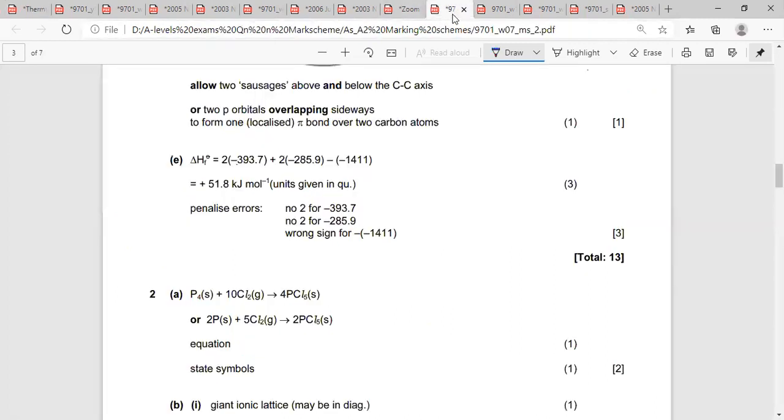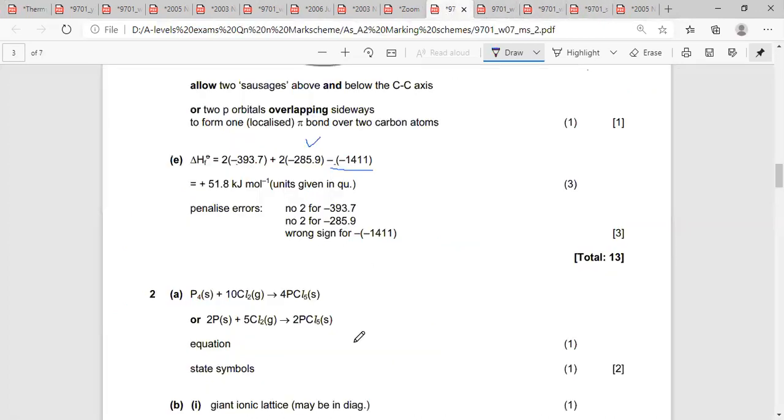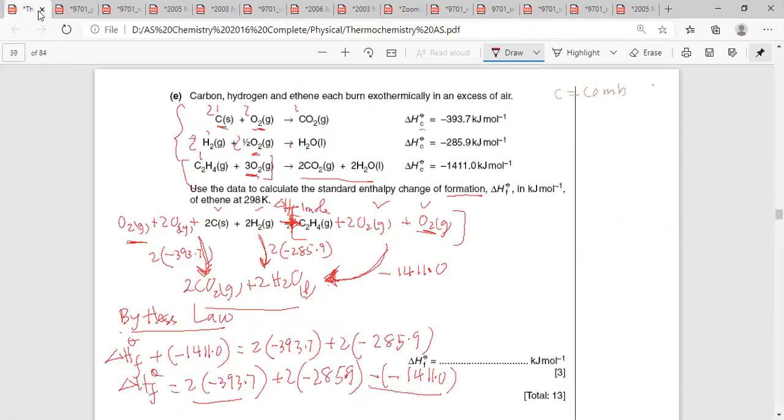Okay, right here. And then minus 1411. Minus 1411. Okay, so when you see this, they will give the mark already. Now let's see how. When all positive, when you get the answer, mark plus 51.8, you can do it out.